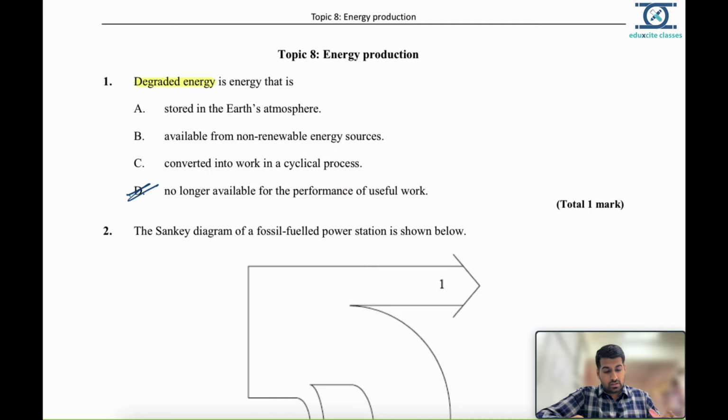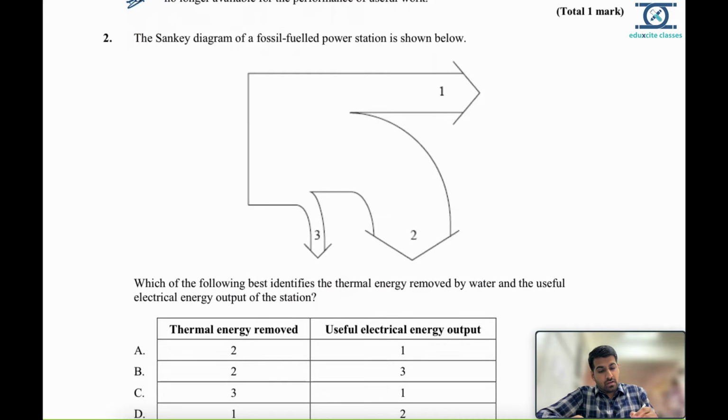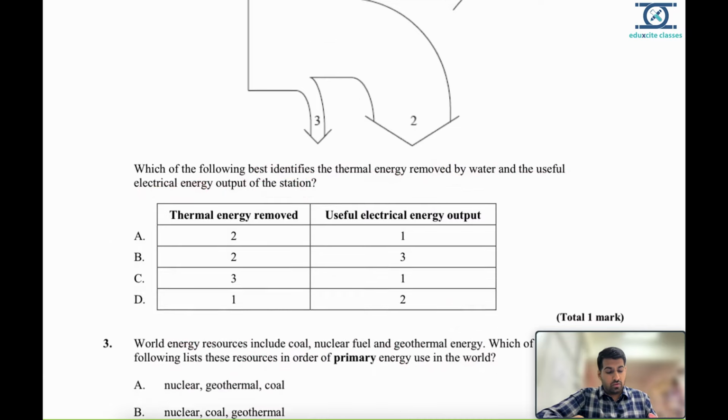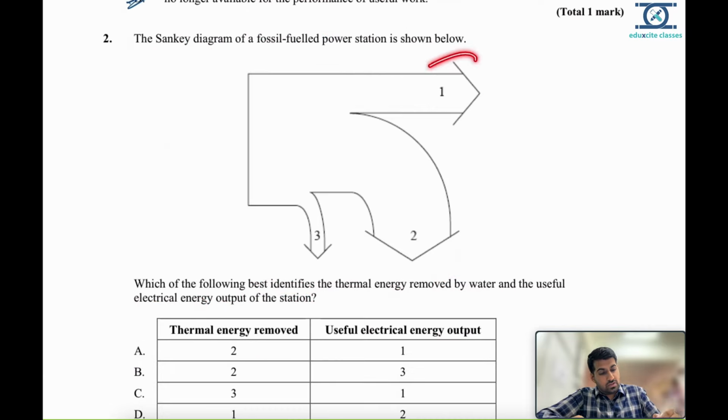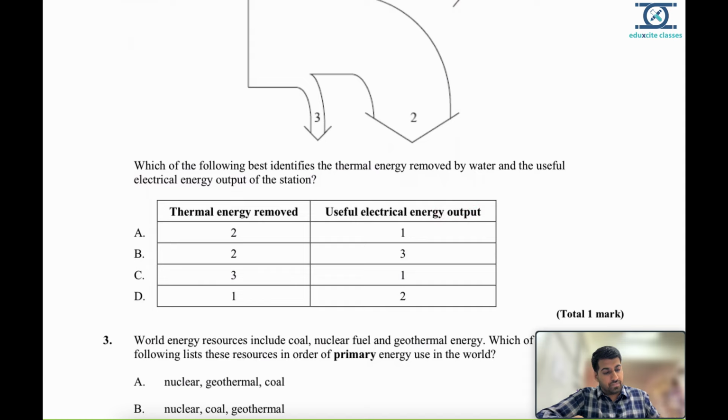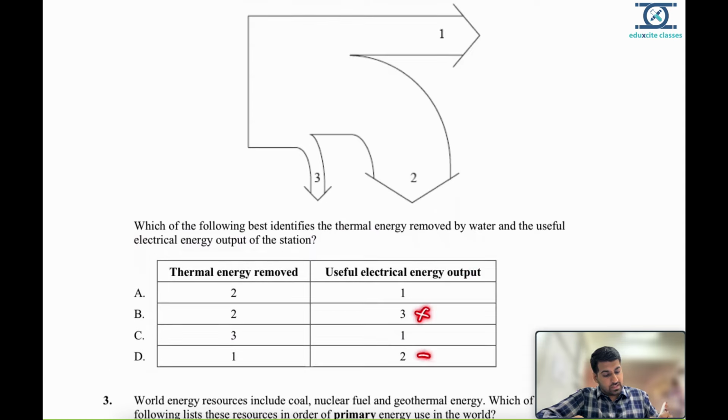Okay, so now next question. The Sankey diagram is given to us. Which of these best identifies the thermal energy removed by water and the useful electrical energy output of the station? Now when you look, this is always the useful output. In an electrical energy output we want, so electrical energy output will be 1. So this and this are incorrect, so we have to think in terms of A and C.